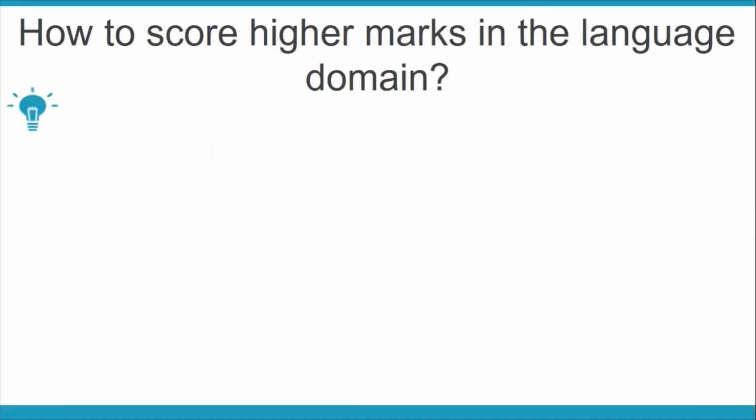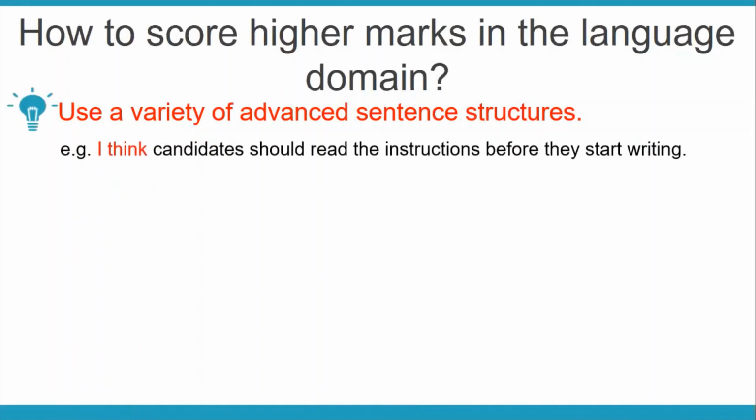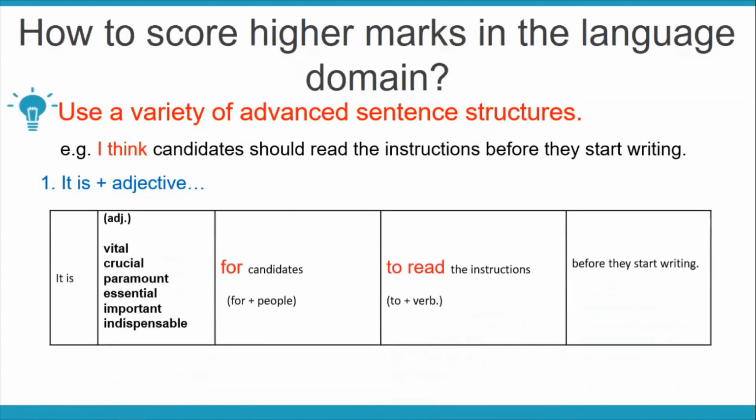So how to score higher marks in the language domain? Of course, you need to use a variety of advanced sentence structures. Instead of using I think, there are other phrases that you can use. For example, you can use it is an adjective to start a sentence. You may use words like it is vital, crucial, paramount, essential, etc. Here is an example for you. It is vital for candidates to read the instructions before they start writing.